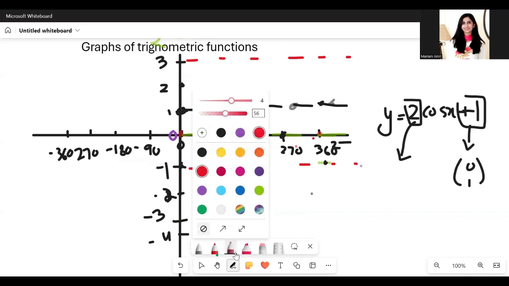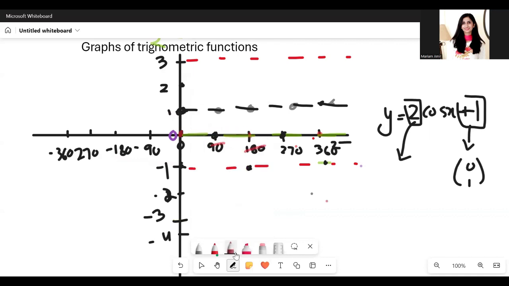And now I'm going to draw the graph of 2 cos x in this region. So it goes something like this. This is the graph of 2 cos x plus 1. And notice this amplitude is 2. This amplitude is 2. So it got stretched by scale factor 2. Okay.